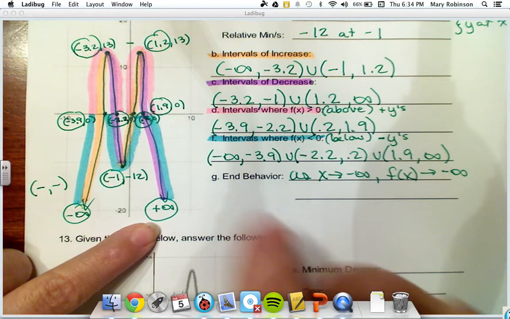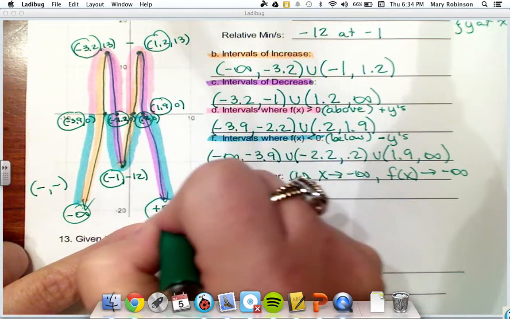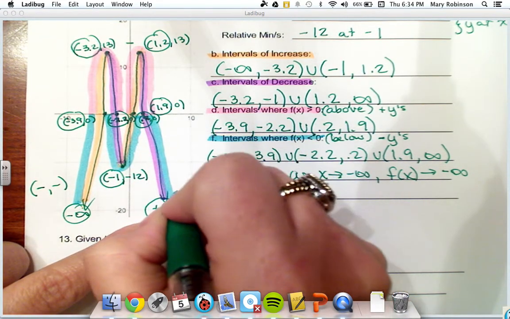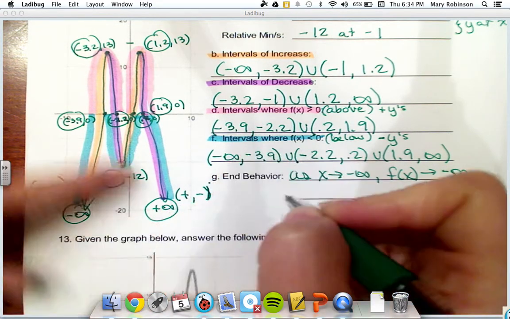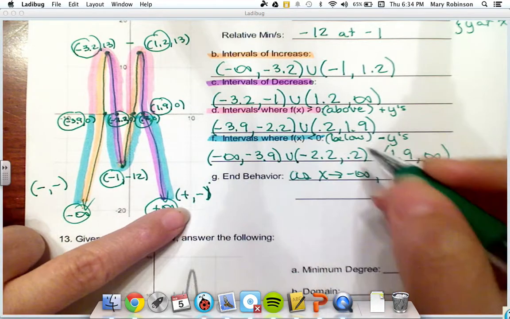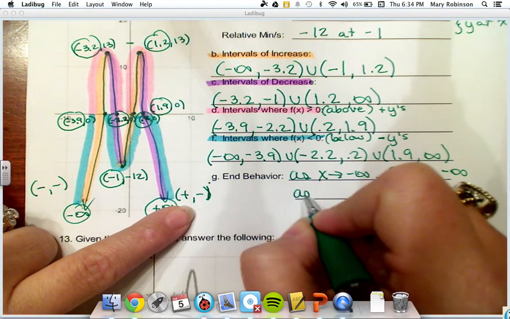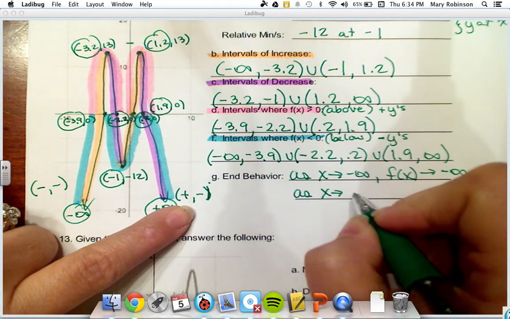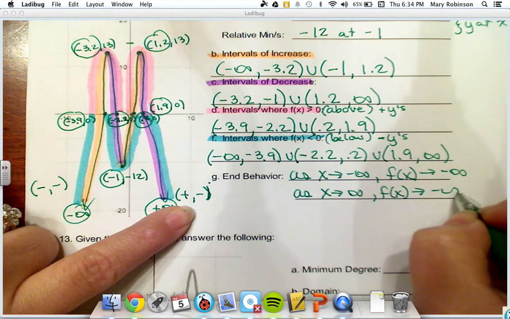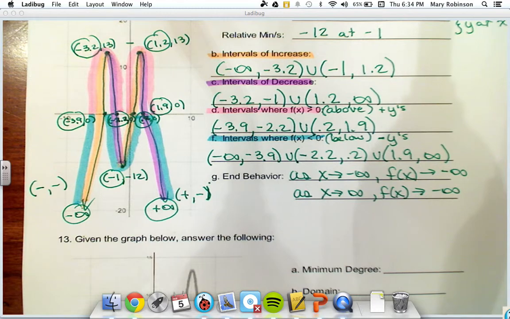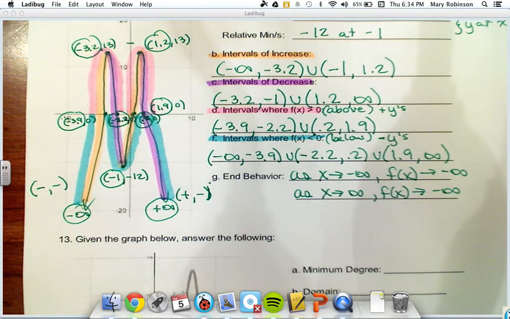Over here, as we're approaching positive infinity, we can see that this arrow is in quadrant 4, where our coordinates are positive, then negative. Positive x's, negative y's. And we will use this to write our end behavior. As x approaches positive infinity, f of x approaches negative infinity. All right, and that concludes that problem.